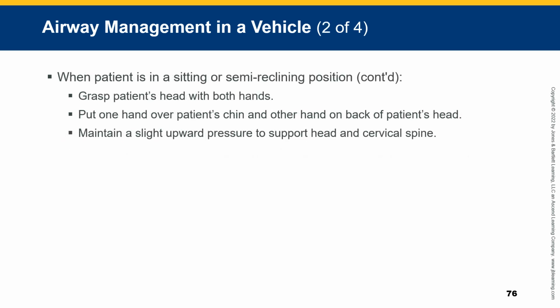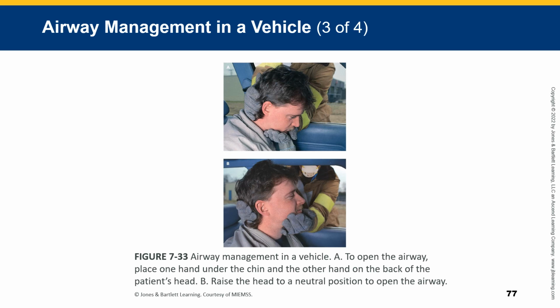You want to make sure to grasp the patient's head with both hands to provide stability to their head and neck. Put one hand under the patient's chin and the other hand on the back of the patient's head just above the neck. Maintain a slight upward pressure to support the head and cervical spine. This is figure 7-33, which demonstrates airway management for a patient in a vehicle.